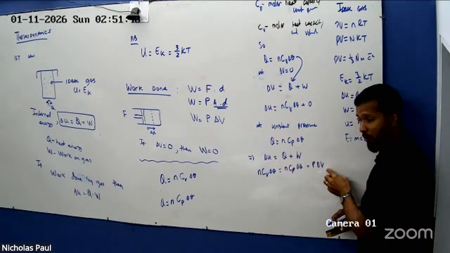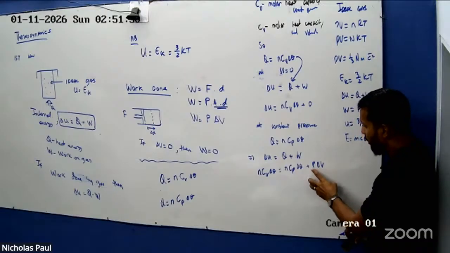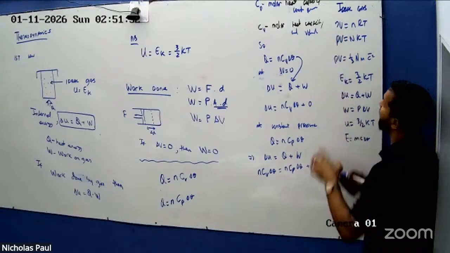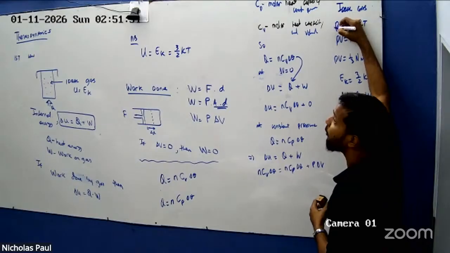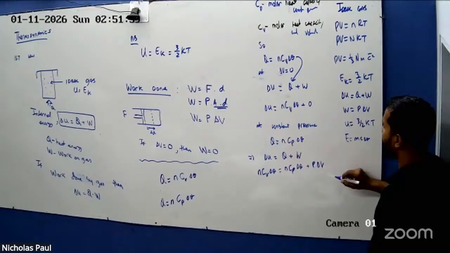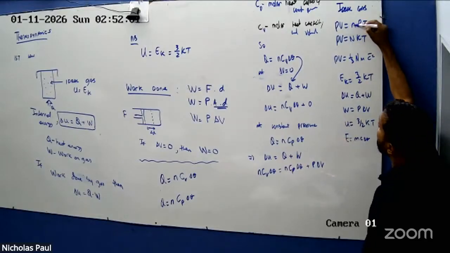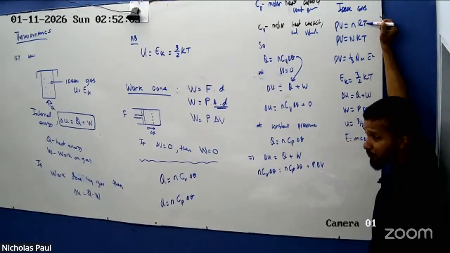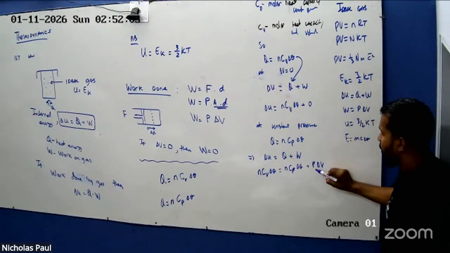Right? What's going to happen now? We know that PV is equal to what? Last thing, and that's it. No more theory again. PV is equal to nRT. That's okay? So what do you think is P delta V?